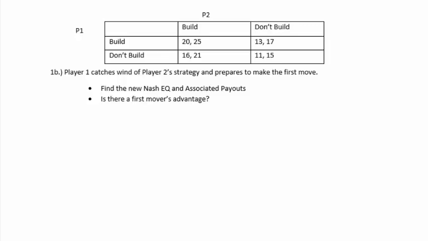So player 1 hears about player 2's strategy through the grapevine and prepares to make the first move. So our first mover is player 1 in this case, and we want to find the new Nash equilibrium and associated payouts, and we also want to figure out if there's a first mover's advantage from player 1 moving first.